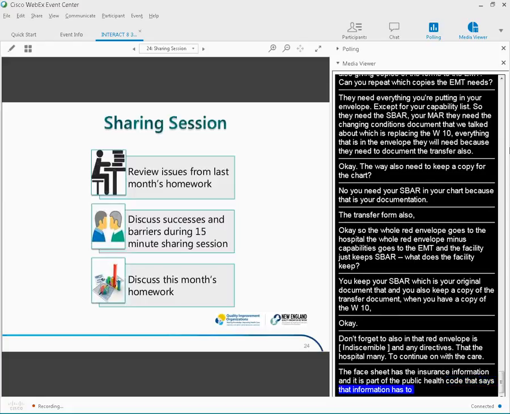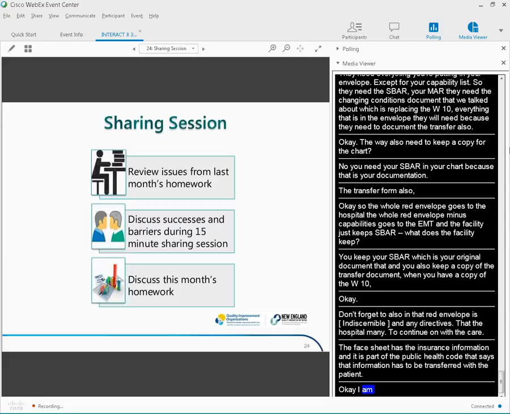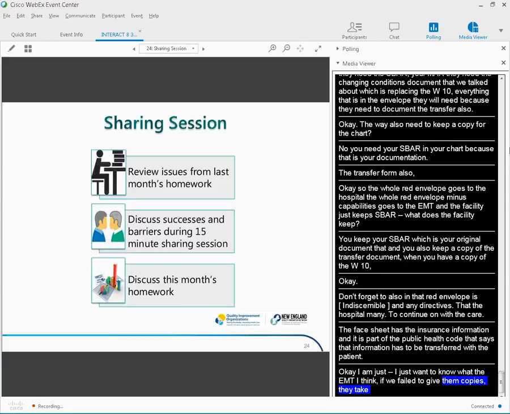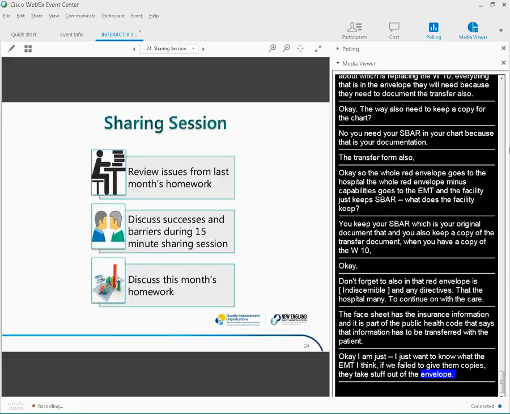Okay, I just wanted to know what the EMTs, I think if we fail to give them copies, they take stuff out of the envelope. Correct. So while you're at the machine now, you just make 2 copies of everything. So one goes in the red envelope and one goes to EMT. Perfect. Thank you very much. You're welcome.